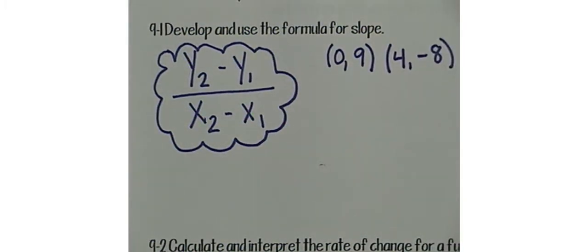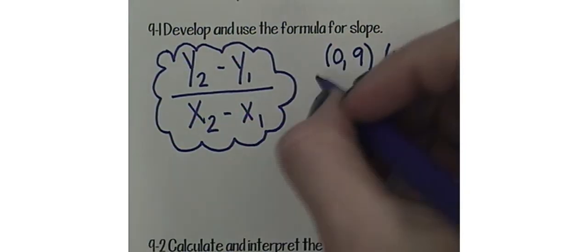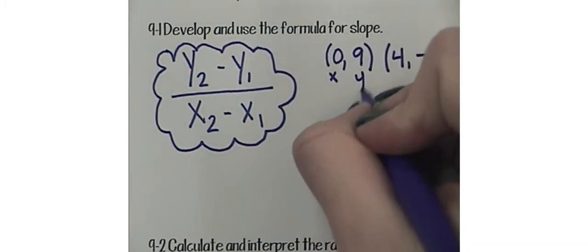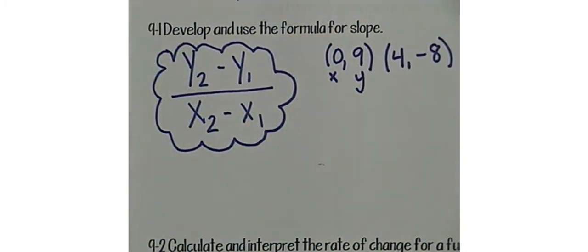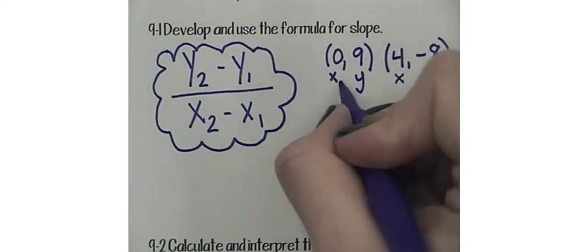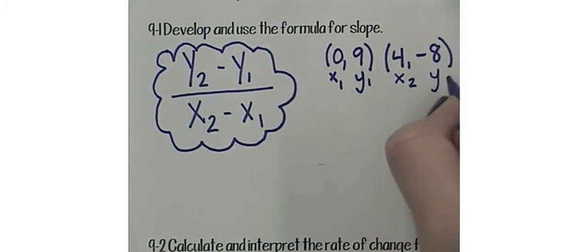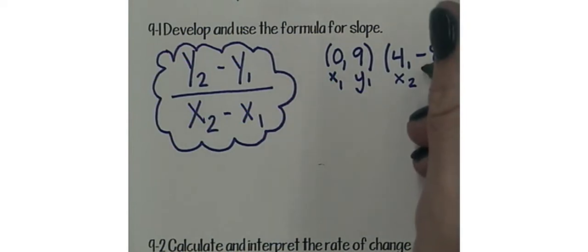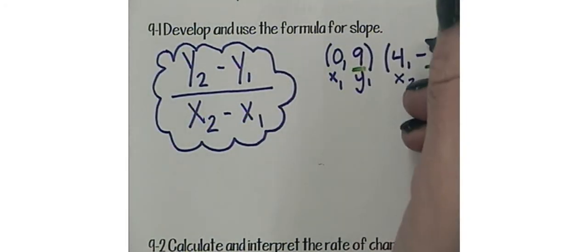And I always label them to help me, or you could use different colors, or you could circle and underline, whatever works for you. X comes first, Y comes second, just like the alphabet. Same thing with the next point. This gets 1s, this gets 2s. Okay, in our formula, y is in the numerator.